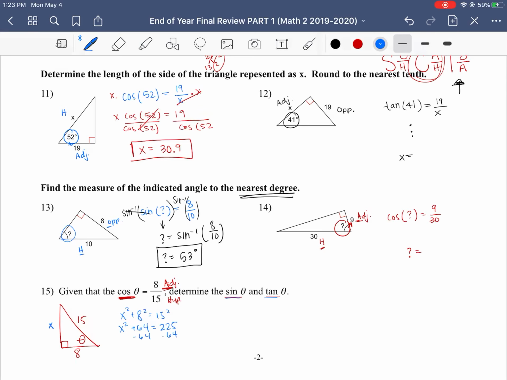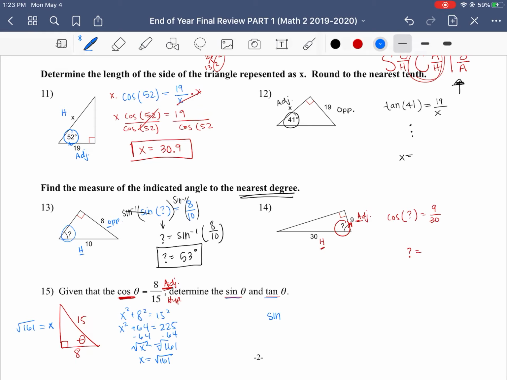Subtract the 64 from both sides. Whoop, that's a little bit messy. And we get 225 minus 64 is 161. Then we square root. Now if we could, we would simplify, but 161 doesn't have any nice pairs, so we're going to leave it there. So this side over here is square root of 161.